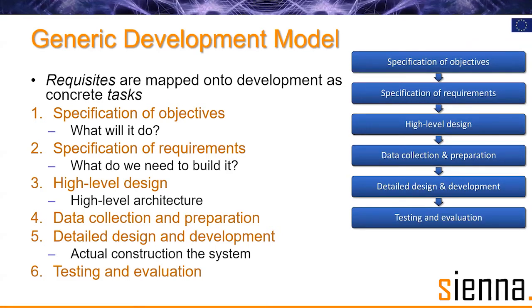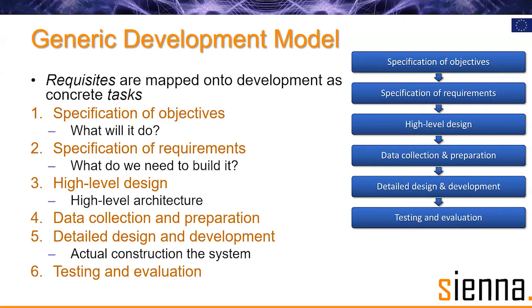In order to do this, in order to apply these values and requisites to a system, and in order to convert those into concrete tasks that we can ask a developer to perform, we need some form of model of the development process. And there are lots of different models in software engineering. There's things like Agile and V-model and so on.